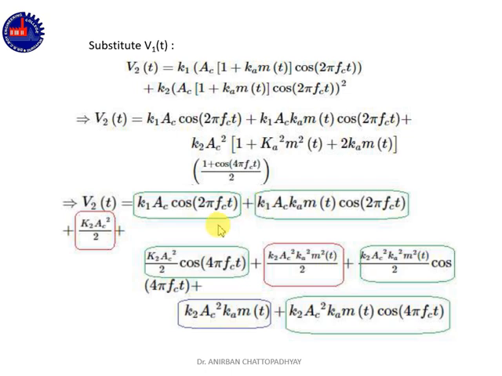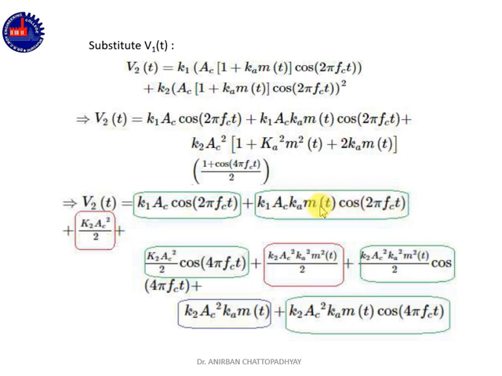Okay, so let's consider the first one, K1 AC cos 2 pi FCT. Here the frequency component is FC. Now FC is greater than FM, so it will be blocked. So the first frequency component is blocked. Now the second frequency component is m(t) cos 2 pi FCT.